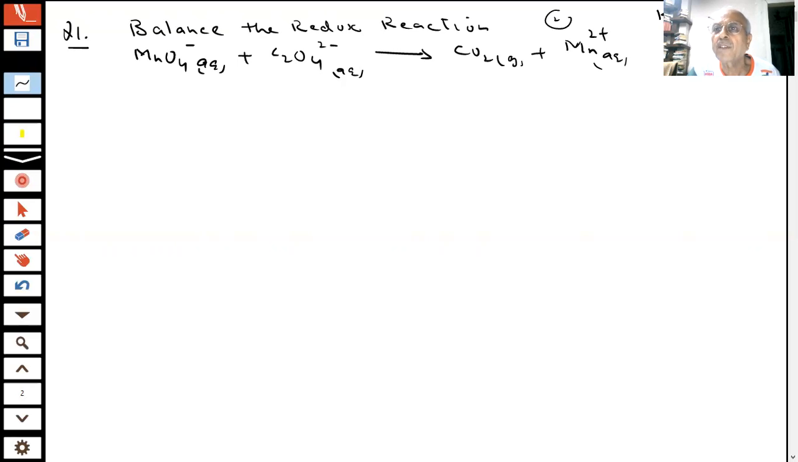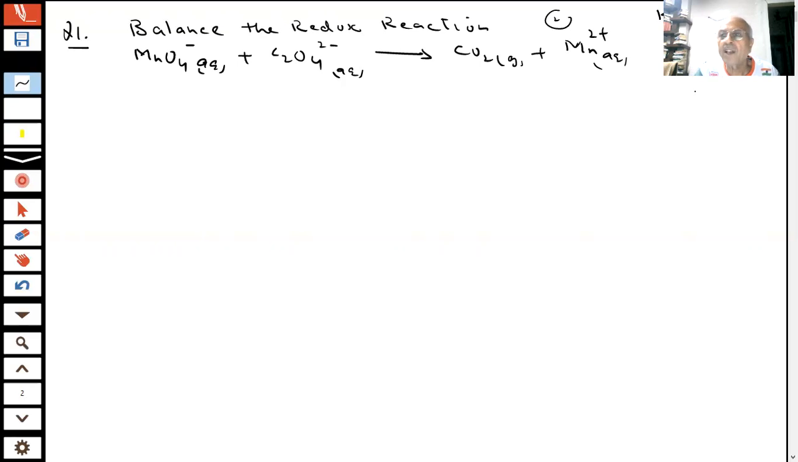It's a very good oxidizing agent because it's in the +7 oxidation state and it goes to the 2 plus oxidation state. Then you can see that it is undergoing reduction, therefore it is an oxidizing agent.